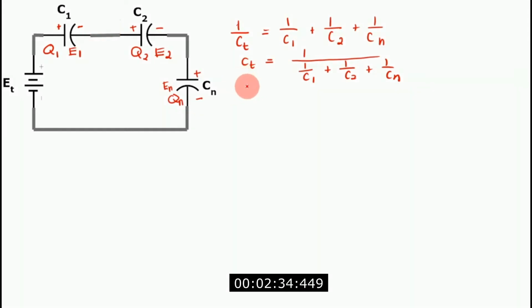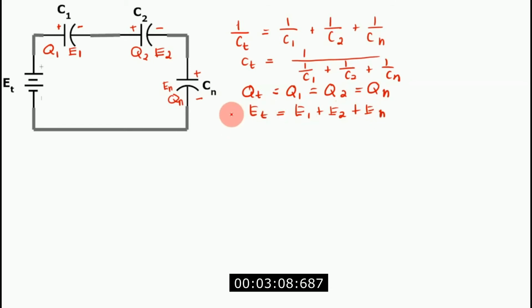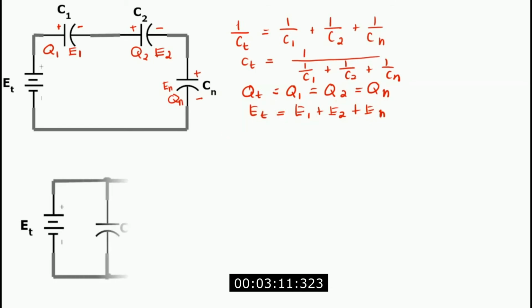Now for your charges, if you are going to get the total charges of all of these capacitors, the total charge is equal to the individual charge of capacitor 1, which is Q1, also equal to Q2, and also equal to Qn. And for the electric potential or the voltage, the total voltage for series capacitors is the summation of all the voltages of each of the capacitors. So that's it. How about if you are going to connect the capacitors in parallel?